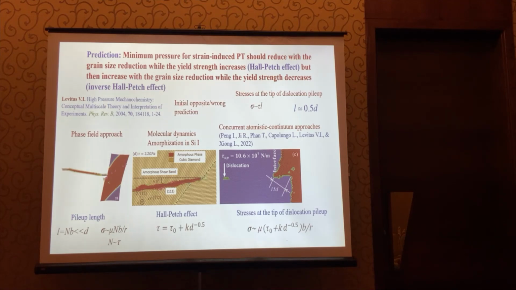And what was the problem? The stress concentrator at the tip of a dislocation pileup is proportional to the applied shear stress and the length of the dislocation pileup. The classical length of a dislocation pileup is a fraction of grain size. That is why the larger the grain size, the larger the stress concentrator, and the smaller the phase transition pressure, which is opposite to what we observe for zirconium.